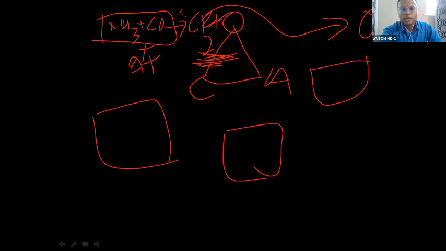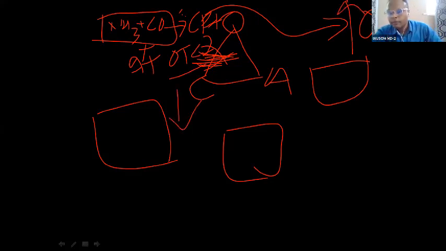If this enzyme is not there, which enzyme? OTC. So what will happen? Orotic acid is high and citrulline will be low, right? So remember, this is the most important disorder you need to remember. OTC deficiency. Okay. So here, in this box, you write aspartate.